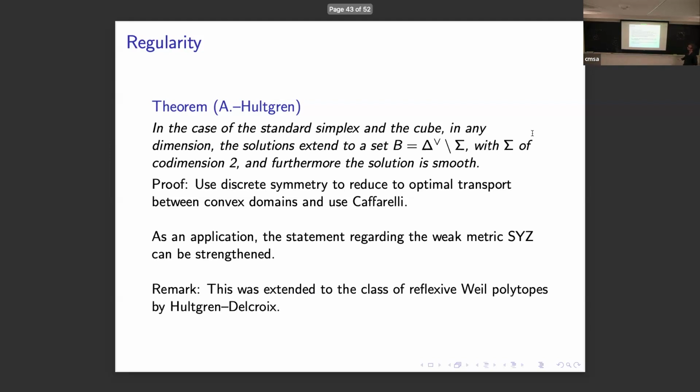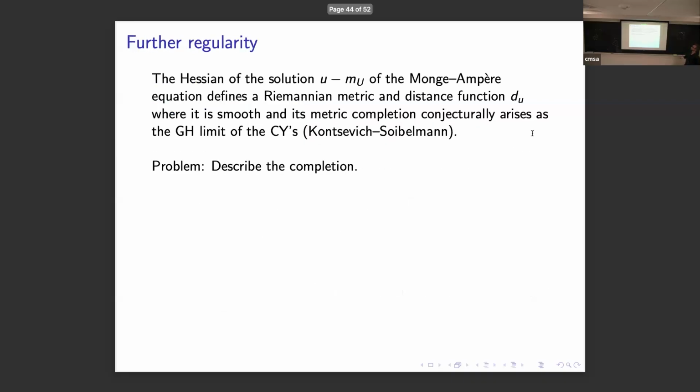And the same argument works for this class of reflexive polytopes. So you use this symmetry. You can also wonder about further regularity. This is promoted by the Kontsevich-Soibelman conjecture. The Kontsevich-Soibelman conjecture says that the metric that appears in the limit is really the Hessian of this convex function. Or in this case, really the Hessian of this u minus this mu.